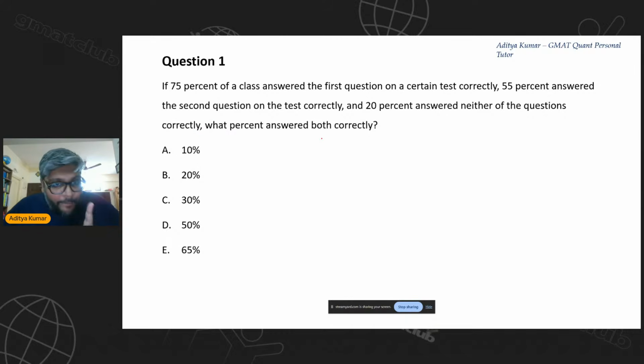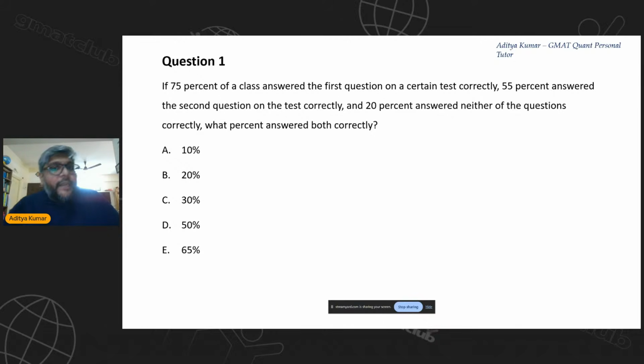So first rule of thumb, when you have a database question like this, decide whether to choose a Venn or a table. How do you make that decision? If you're dealing with data of two quantities, you can go with either a Venn or a table. Any one would work. But if you're dealing with three quantities, it's always better to go with a Venn. If you're dealing with four quantities, you can still go with the Venn, but at that point it's always better to go with the table.